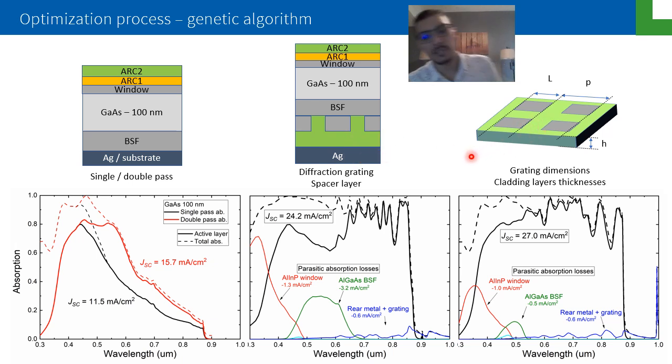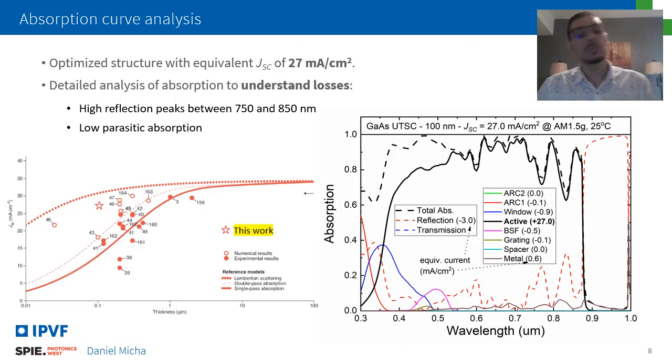So the search space in the end for our genetic algorithm is more than 10 variables, which would be very difficult to do by hand. And after several runs of the genetic algorithm, we finally found our final result, which is 27 milliamps per square centimeter, a very high current. And when we look into the plot that I showed you previously, we see that this is the highest current for this thickness range, which is a very, very good, impressive result.